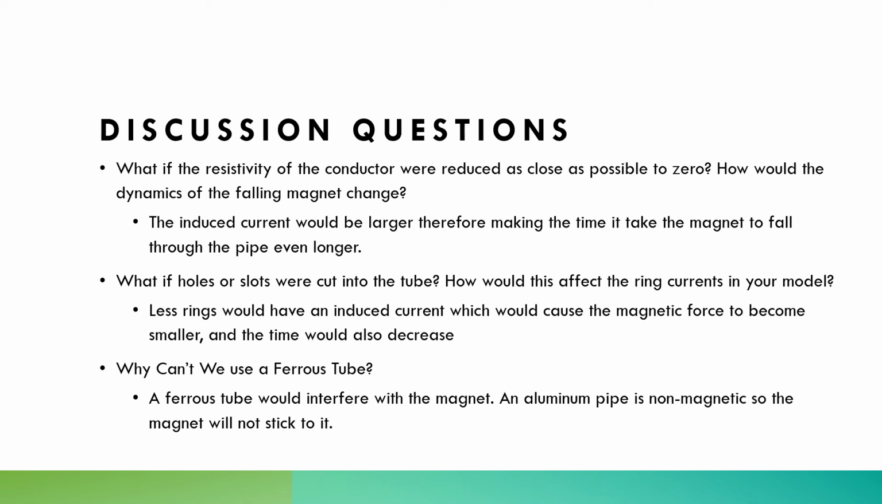Why can't we use a ferrous tube? A ferrous tube would interfere with the magnet as it is magnetic. An aluminum pipe is non-magnetic, so the magnet will not stick to it and it will fall freely through the tube.